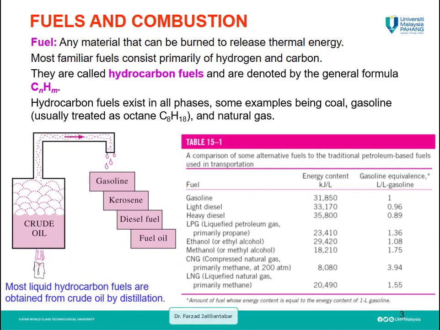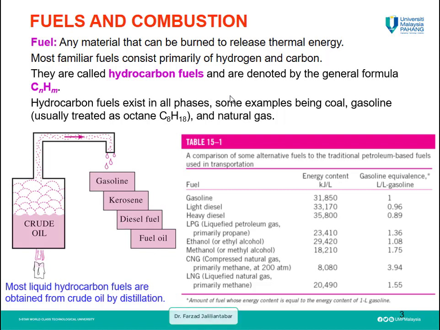And these hydrocarbon fuels can be found in all phases. As examples for different phases, for the solid phase there is coal, which is one kind of hydrocarbon. Gasoline is a liquid one, which can also be called octane, or C8H18, as you can see here. And for the gas phase, we have natural gas, which is also a hydrocarbon fuel.